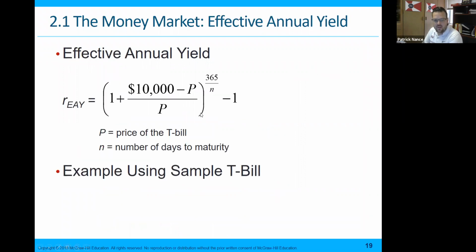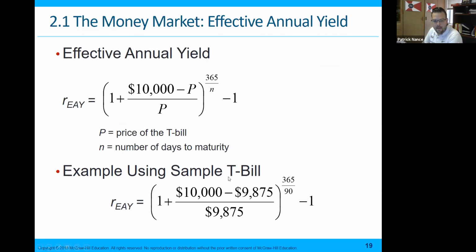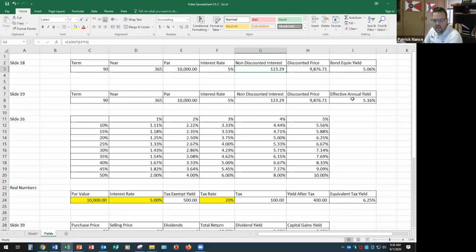So an effective annual yield. You take the price of the T-bill, and N is the number of days. So we have our par value minus the price of the T-bill divided by the price of the T-bill. So 1 plus par value minus price divided by price, raised to 365 divided by N, all minus 1. So when I do that calculation, it comes out to 5.23. And again, I did this in Excel, and again, they rounded it.